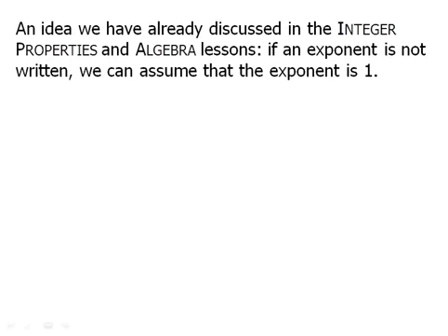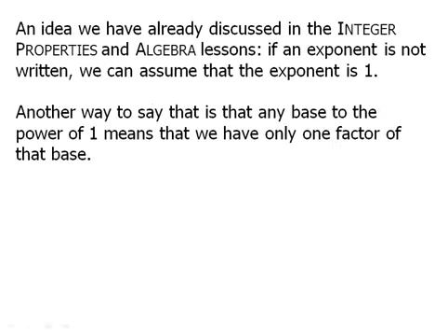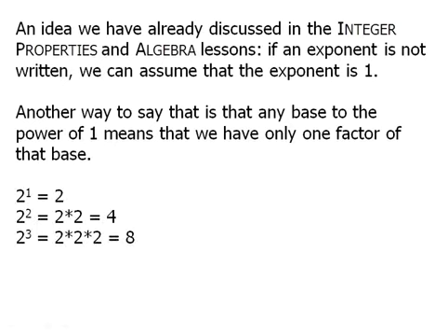An idea we have already discussed in the integer properties and algebra lessons: if an exponent is not written, we can assume that the exponent is 1. We talked a little about this in prime factorizations, and we talked about this again in the algebra module. Another way to say that is any base to the power of 1 means that we have only one factor of that base. So 2 to the 1 is 2. 2 squared is 4, 2 cubed is 3 factors, so that's 8.